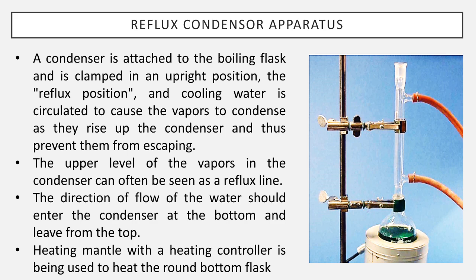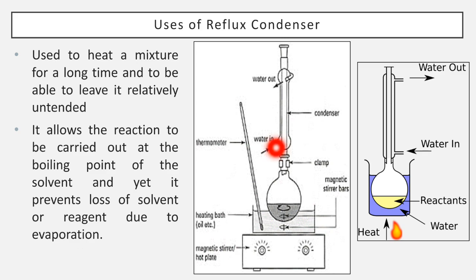Next, the direction of flow of water: it should enter the condenser at the bottom and leave from the top. So water should enter from the low level and exit from the top to keep the water filled inside the condenser unit. This is the heating mantle, with heat control, required to heat the round bottom flask. This is the diagram you should draw. You can draw this one or this one. Reflux condenser is used to heat a mixture for a long time and to be able to leave it relatively unattended.